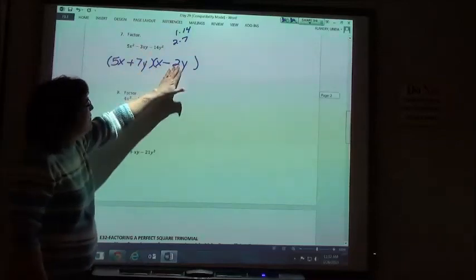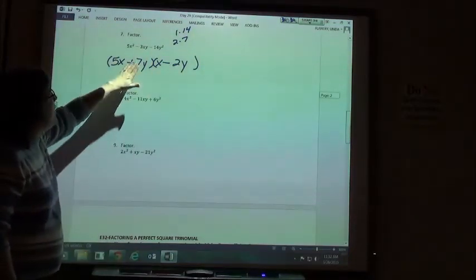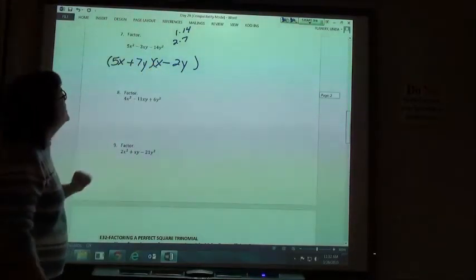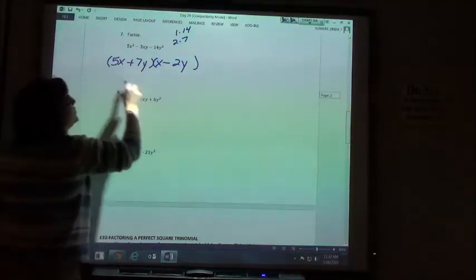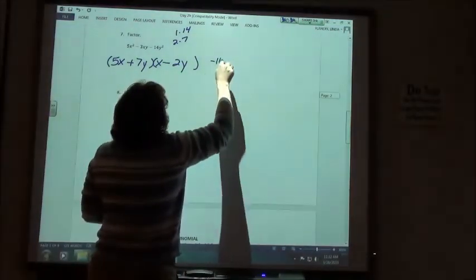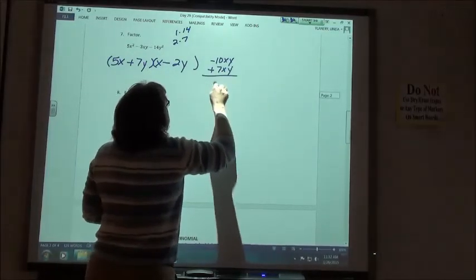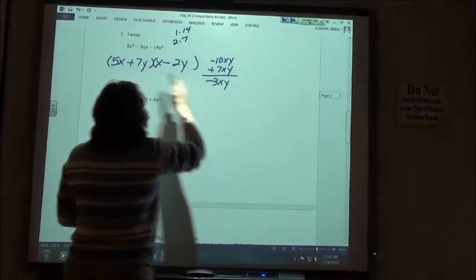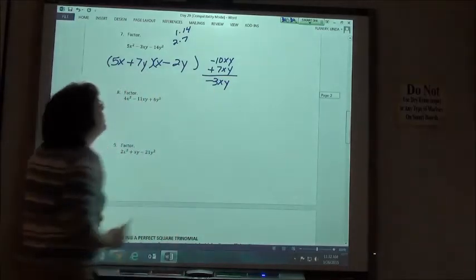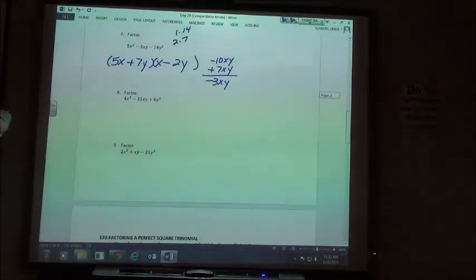5 times negative 2 is negative 10y. 7y times x is going to be 7xy. And so here, negative 10xy plus 7xy is negative 3xy. My sign is correct, my number is correct, so my factoring is correct. 5x plus 7y times x minus 2y then.